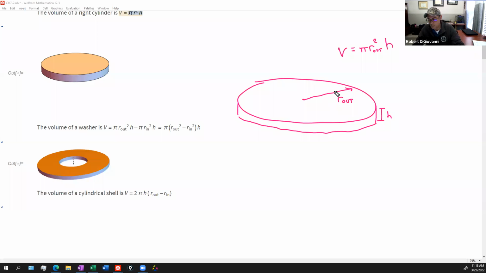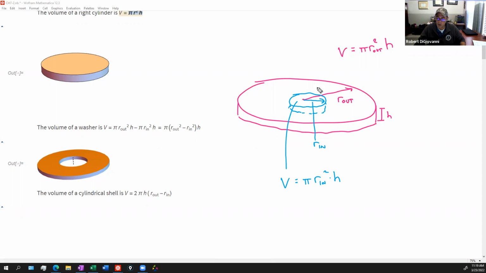Then what we want to do is come in here and cut out a cylinder inside, okay? Now this smaller cylinder is going to have its own radius, which we will call R in. And so the volume of this guy is pi r in squared times the same height, because they both have the same thickness of the washer.